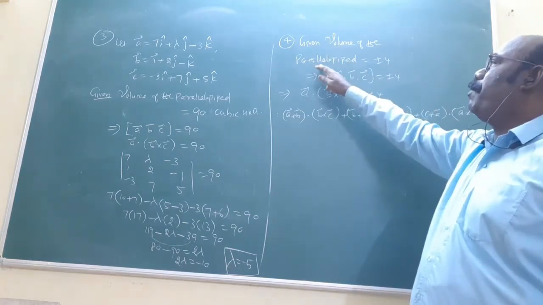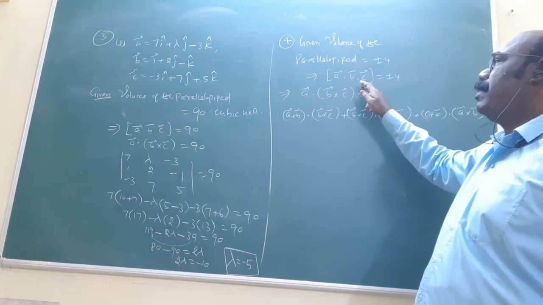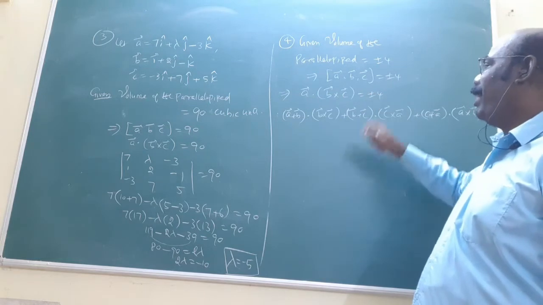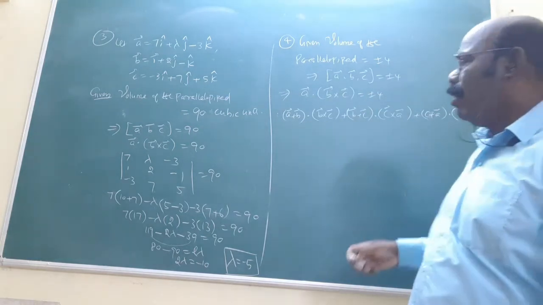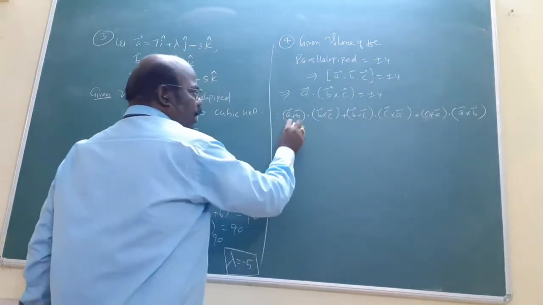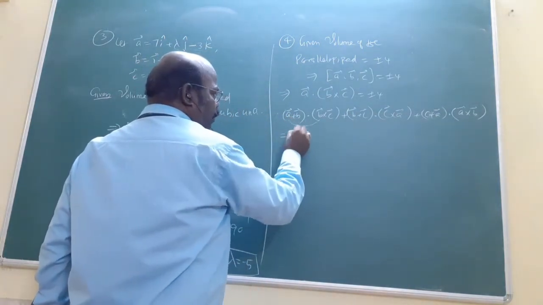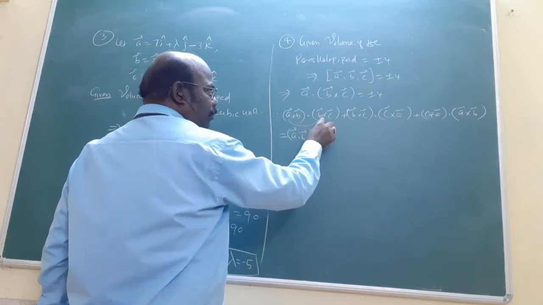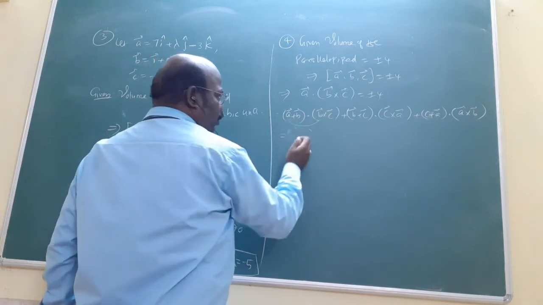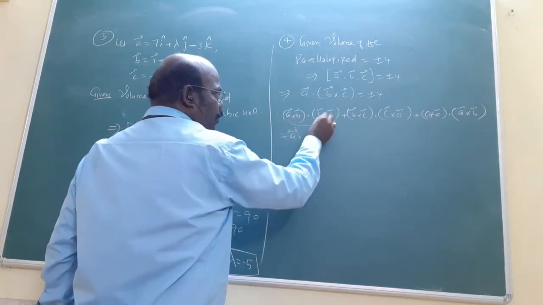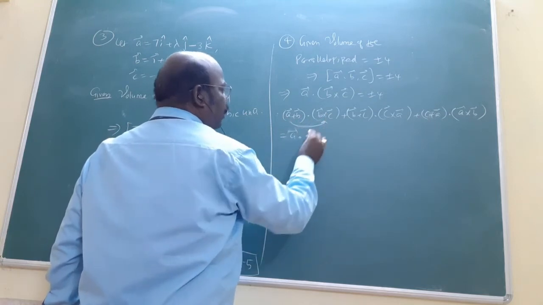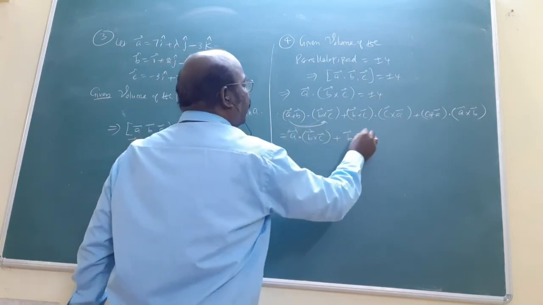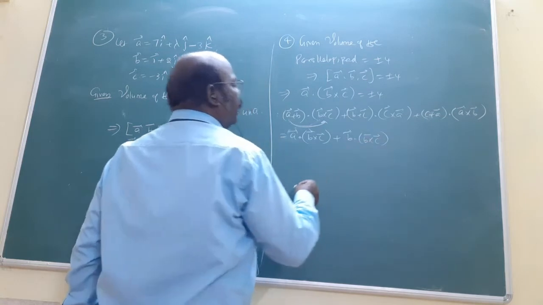What is the formula for the volume of the parallelepiped? Box product of A comma B comma C is the formula. Again, A dot B cross C equal to plus or minus 4. This is given. Now what is being asked? It is A dot B cross C, the whole thing, plus B dot B cross C. First one over.